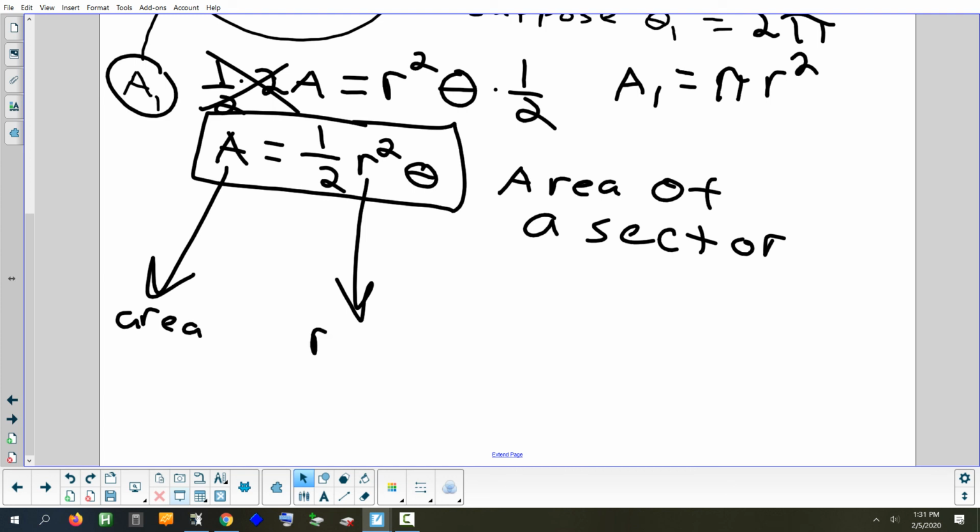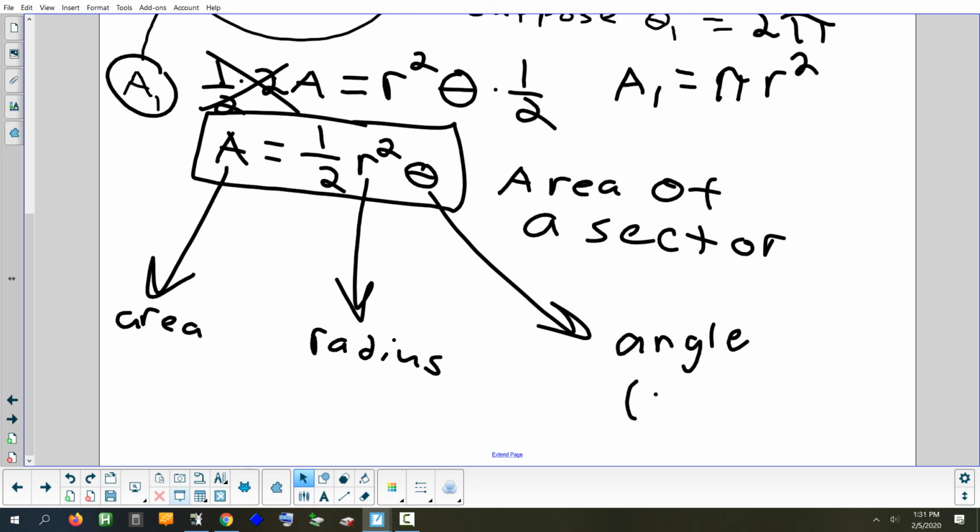Radius. And theta? Angle, what about it? In radians, yes. Just like the last time, this is a formula that only works if you put your angle in radians. Very similar to the last formula.